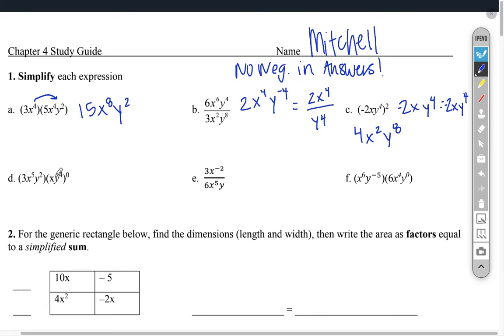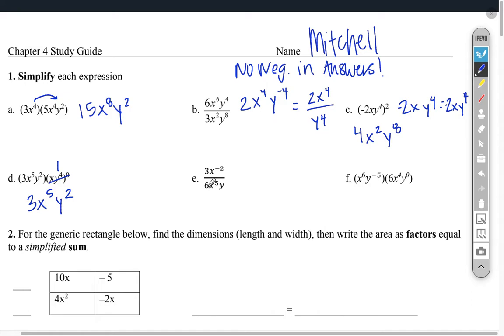Okay, remember that anything raised to the power of 0 becomes a 1. So this whole thing does not become 1, but this xy to the fourth does, because this is what's being raised to the 0 power. So this becomes 1. So 1 is being multiplied by this, so we're just going to copy that down. 3x fifth y squared, and that's your answer.